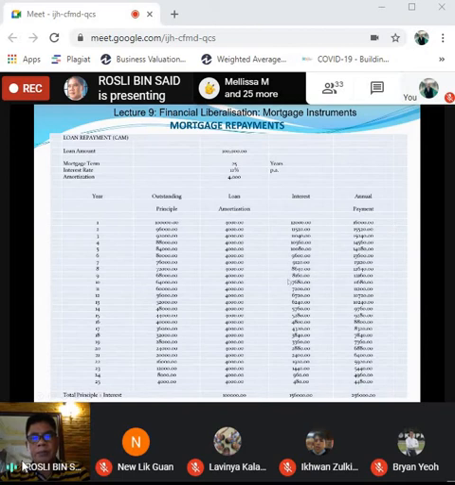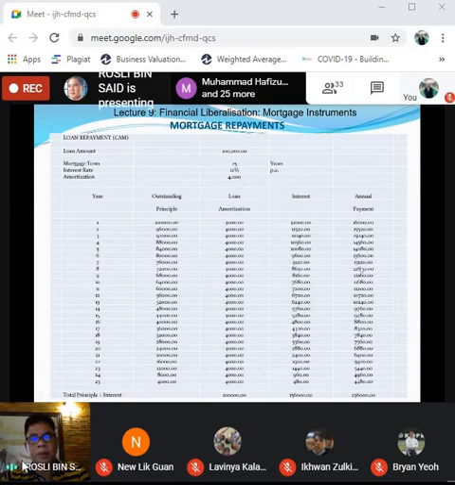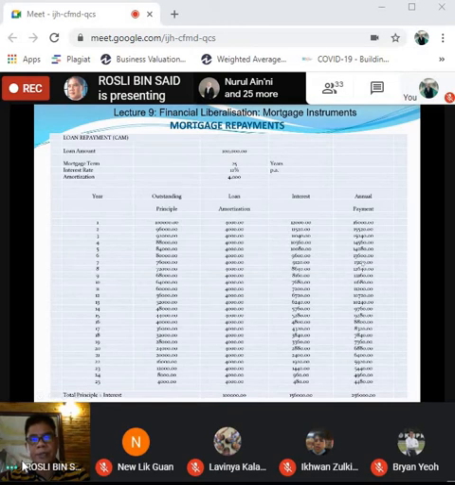So we can see here, as compared to 12,750, only in year 8, the line of constant amortization mortgage will actually cross the line for constant payment mortgage, only after year 8. So that means for the first 8 years, if you apply for constant amortization mortgage, you have to pay higher than the constant payment mortgage.